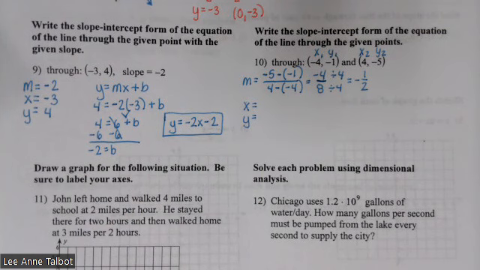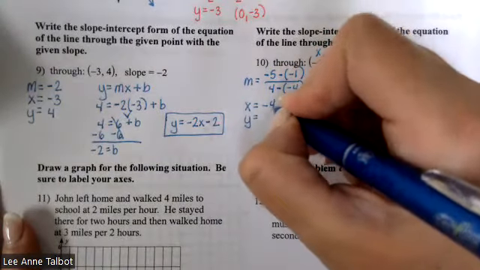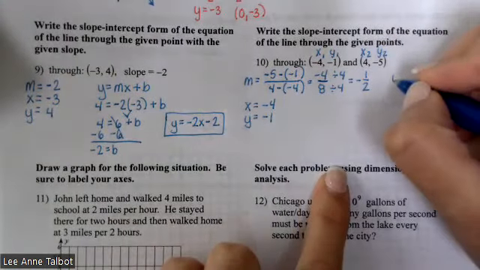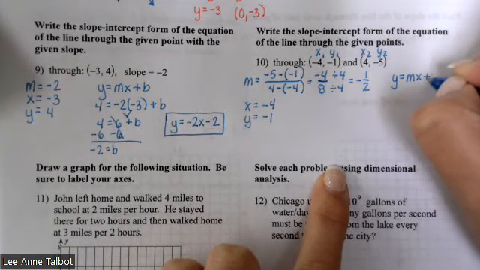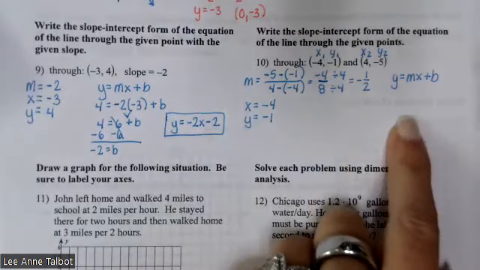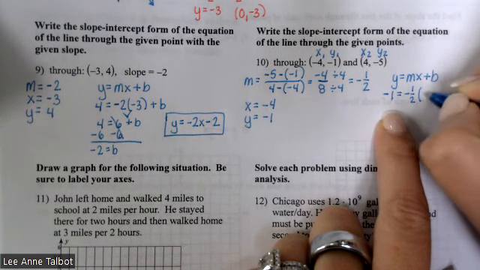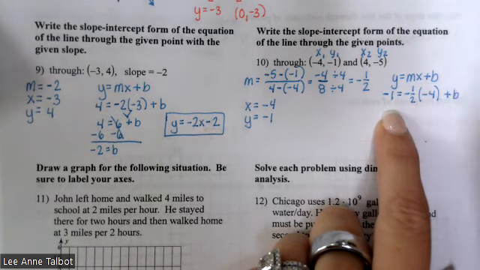Okay, now I have to pick a point to be x and y. It doesn't matter which point I pick. I just need to make sure that I pick either the first point or the second point. I can't pick something out of each. Which one do you like better? First one? Okay. -4, -1. So -1 equals -1/2 times -4 plus b.